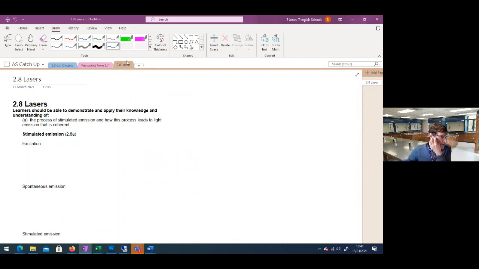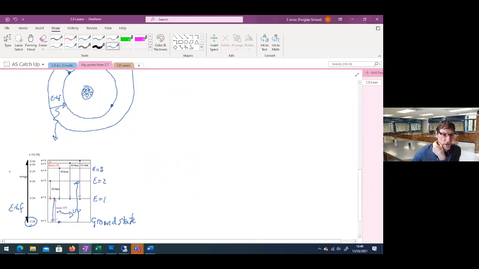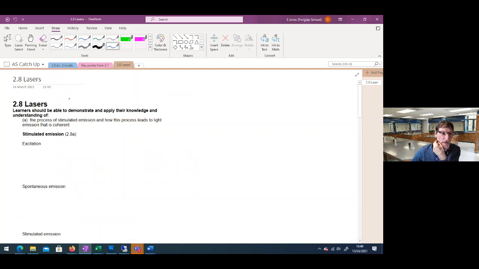Right, so there are three types of emission. I've talked about emission, right? We talked about emission spectra, i.e. this one here falling down from one energy level to the next one, giving off a photon of light. So we've got these two types of emission spectra and one type of absorption. So excitation is when we absorb a photon.